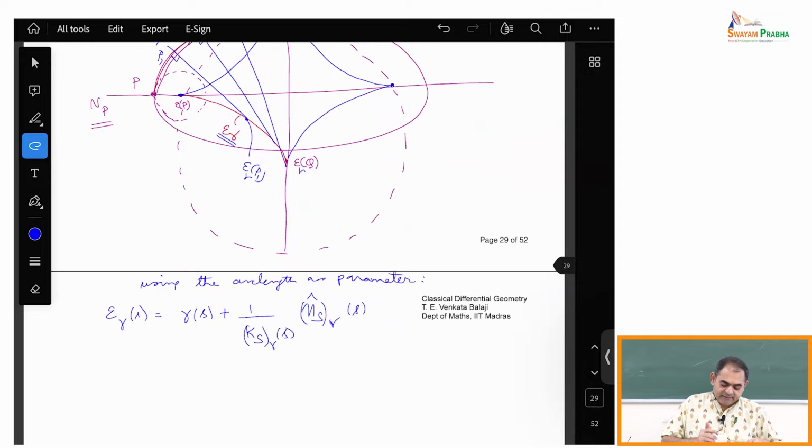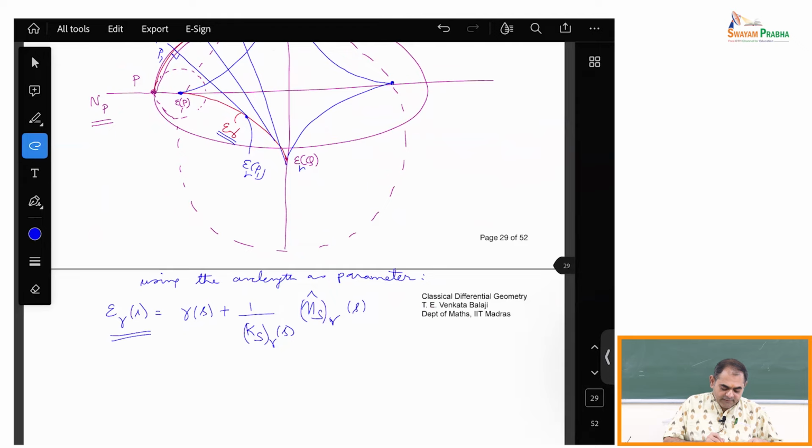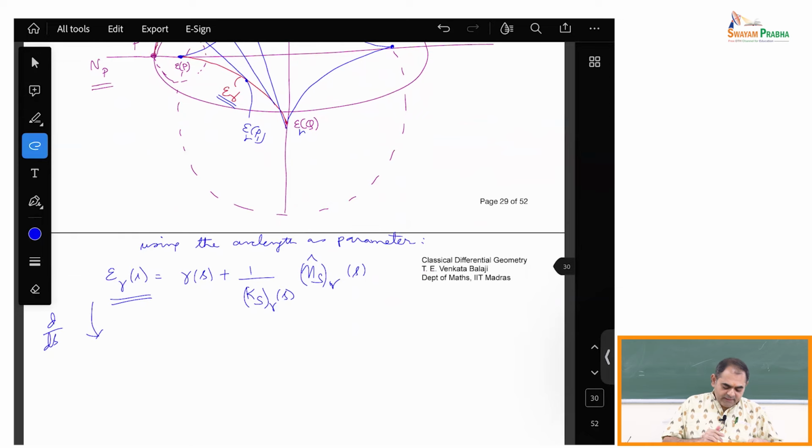And so to understand that, how do you get the tangent to a curve? You differentiate the curve. So you apply d by ds. If you apply d by ds here, I will get epsilon sub gamma dot of s, and on the right side, gamma dot of s plus I have to differentiate this guy. Mind you, this is a product of a scalar and a vector, but both of them are functions. So you have to use the product rule.